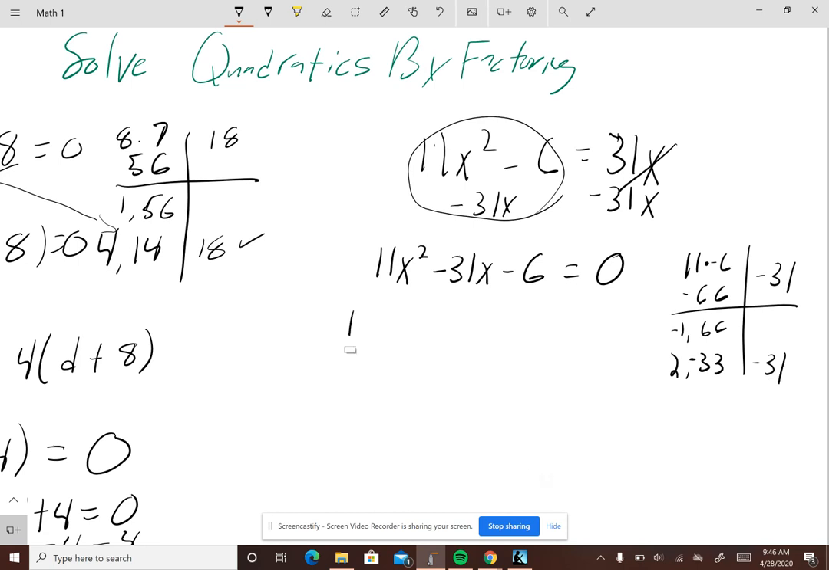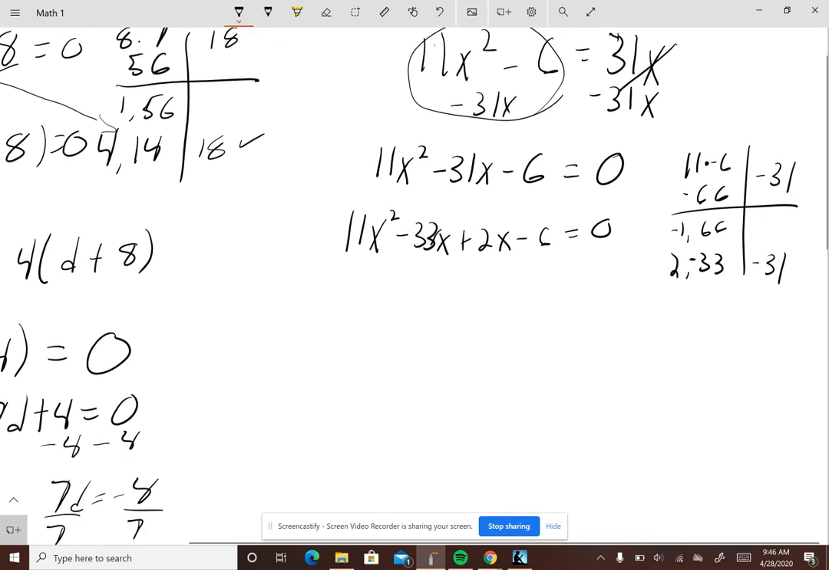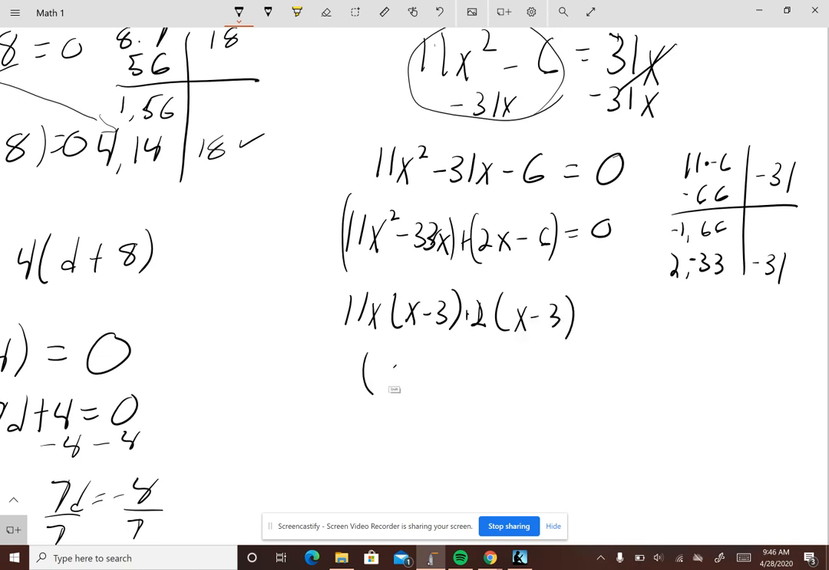Okay, so then we separate again: 11x squared minus 33x plus 2x minus 6 equals 0. Now we're going to factor by grouping. So we can take out an 11x out of this, and we get x minus 3. And then we can take a 2 out of this one, plus 2, and get x minus 3. So our final factored form is x minus 3 times 11x plus 2.